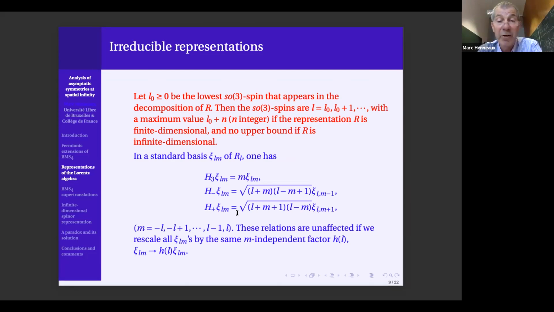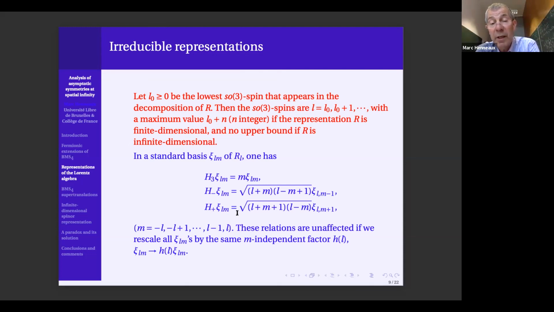Now, for the rotation generators, it's easy. These are the familiar angular momentum formulas. So psi LM form a basis of the invariant subspace for SO3 RL, and it's just the standard formulas, as I said. And M, as we know, will go from minus L to plus L.